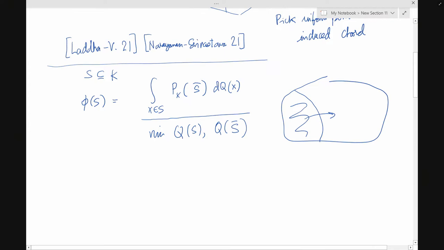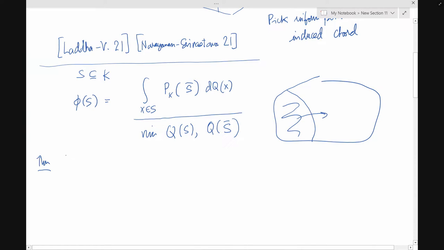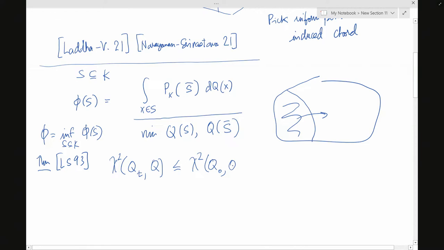They're asking, given that you're here, what's the probability of crossing over in one step? And so classical results, as formalized by Lovász and Simonovits, tell us that the mixing rate can be directly related to the smallest such quantity. So if we define phi to be the infimum over all subsets of phi_S, for example, the chi-squared distance between the distribution after t steps and the target, compared to the initial distance, falls off exponentially with t times this conductance squared. So the mixing rate is 1 over phi squared.